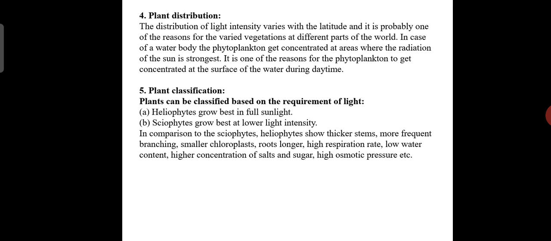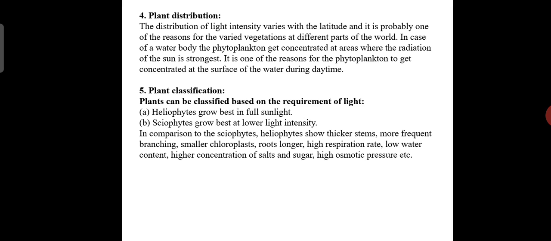The next, distribution. The distribution of light intensity varies with the latitude and it is probably one of the reasons for the varied vegetation in different parts of the world. In case of water bodies, the phytoplankton get concentrated at areas where the radiation of the sun is strongest, and it is one of the reasons for the phytoplankton to get concentrated at the surface of the water during daytime.